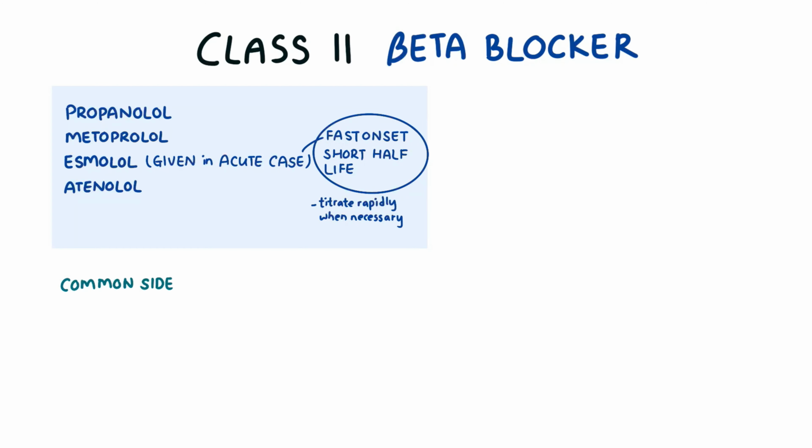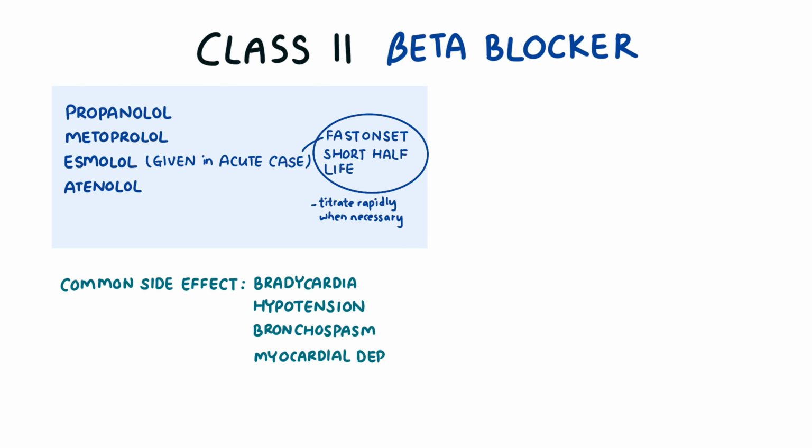Now, like any medication, beta blockers come with potential side effects. Some of the common ones are bradycardia, hypotension, bronchospasm, and myocardial depression. When talking about the mechanism of action, beta blockers work by blocking beta receptors, which are part of the sympathetic nervous system's fight or flight response. This action counteracts the effects of stress hormones like adrenaline, which can cause the heart to beat too fast.